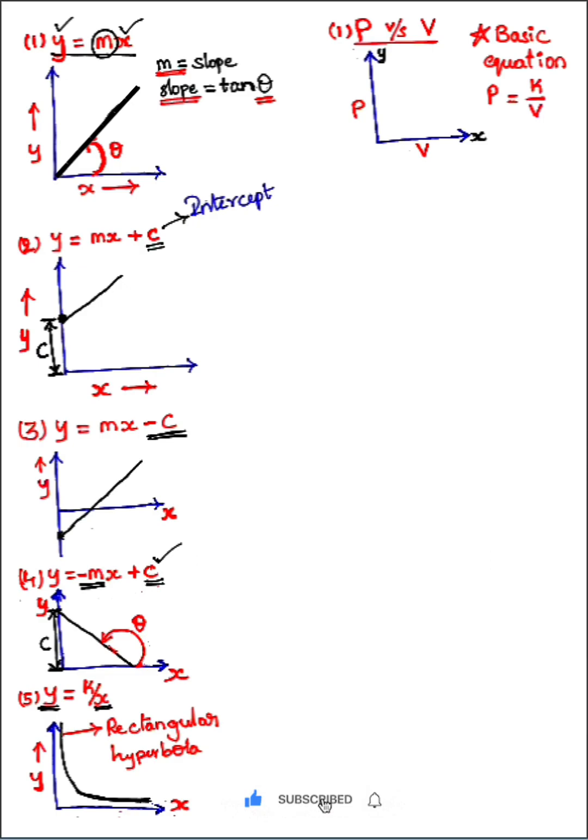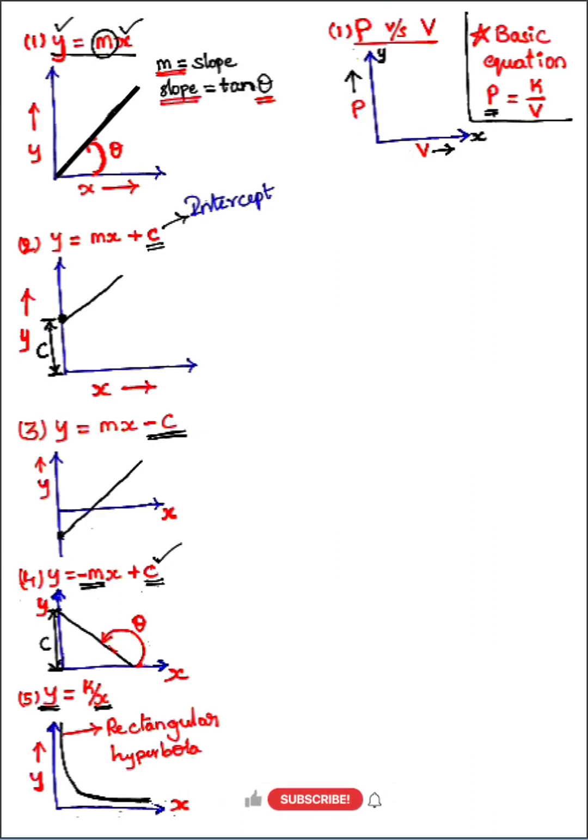Whenever I am supposed to draw any curve regarding Boyle's law, I will always start with the basic equation, that is P is equal to K divided by V. You need to remember this equation, because I am using it throughout this session, for every graphical representation of Boyle's law. Now, pressure is plotted on the y-axis and volume on the x-axis, right?